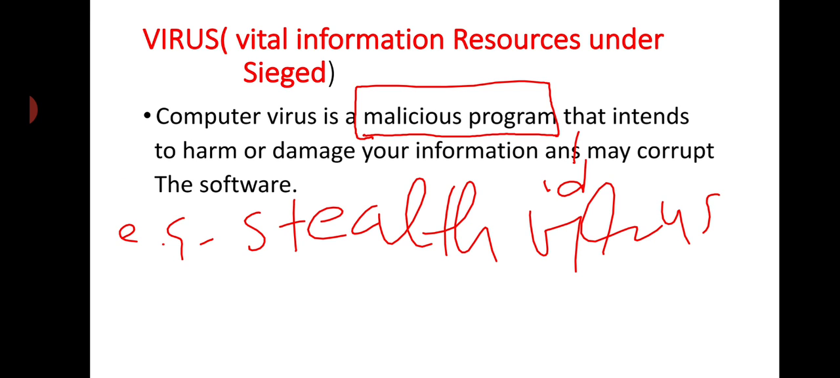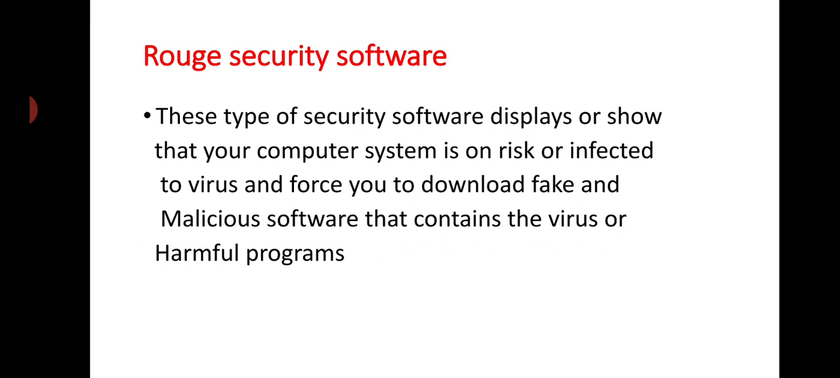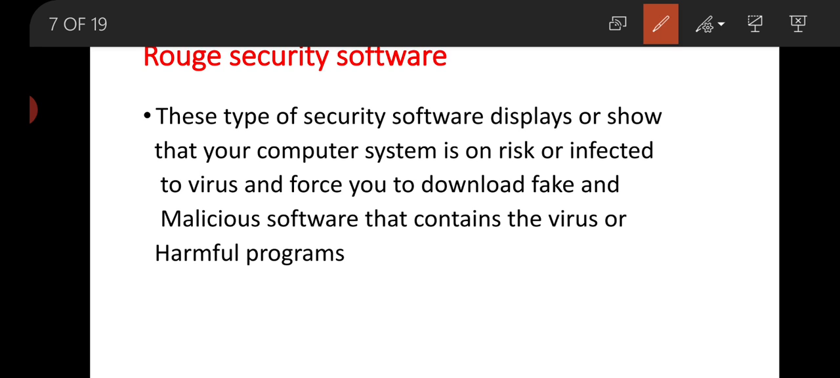Now next is rogue security software. These are fake security software. This type of security software also displays that your computer system is at risk or infected with a virus, and forces you to download fake and malicious software that contains viruses or harmful programs.